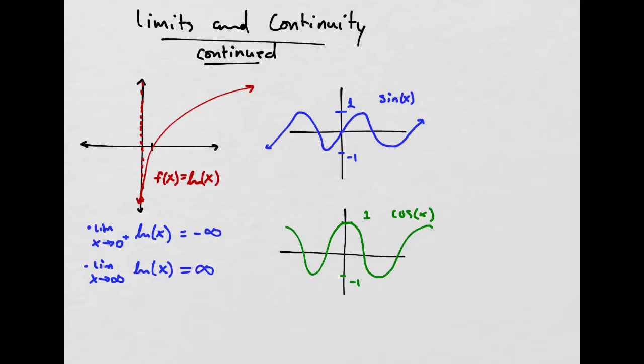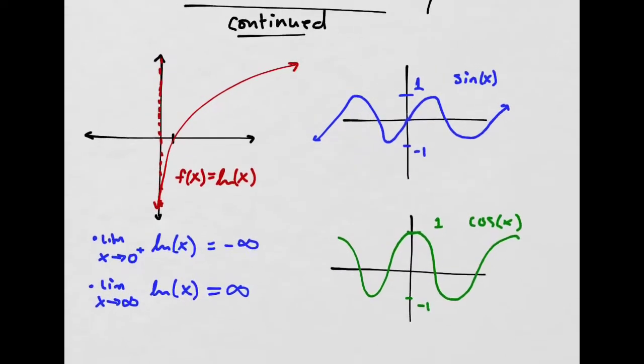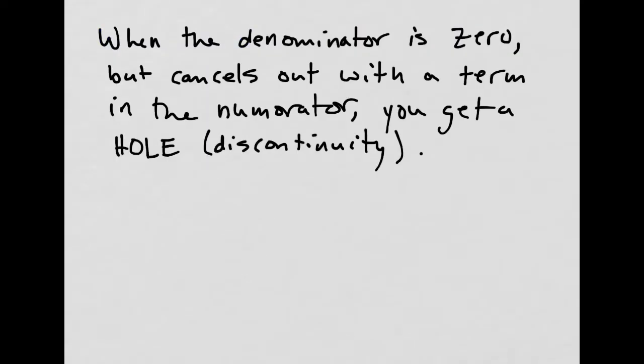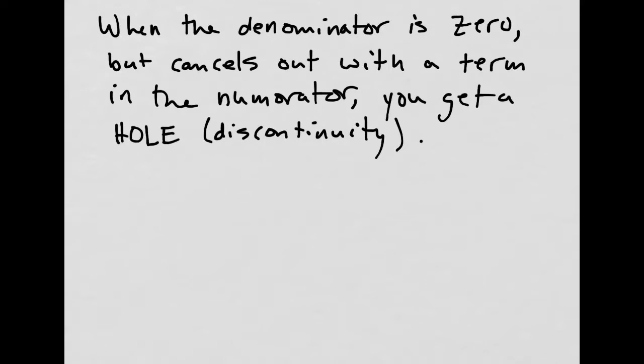And that, especially with the vertical part, kind of brings us to asymptotes and holes. So I'm going to write down some stuff for those things. For the graphs, when do you have a hole? What I want to say is when the denominator is 0 for whatever x value, but cancels out with a term in the numerator, then you get a hole, a discontinuity.